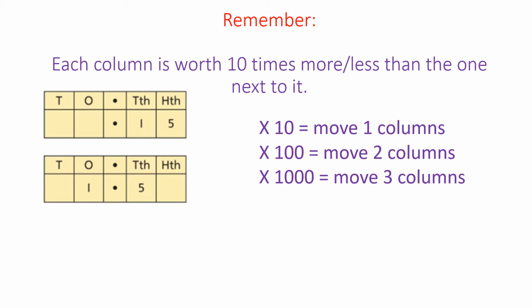Now remember, each column is worth 10 times more or 10 times less than the one next to it. So if you times it by 10, it moves one column. If you times it by 100, it moves 2 columns. And if you times it by 1,000, it moves 3 columns.